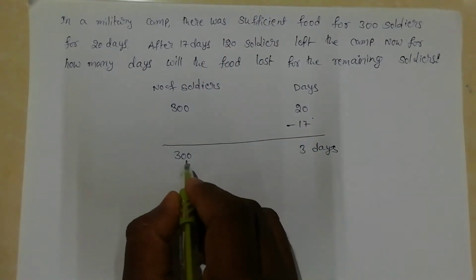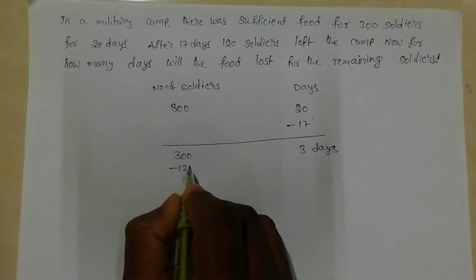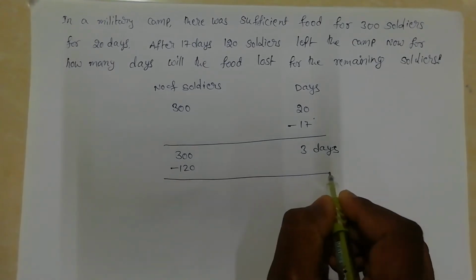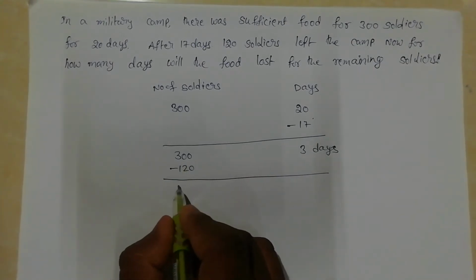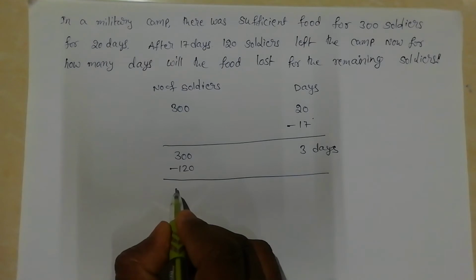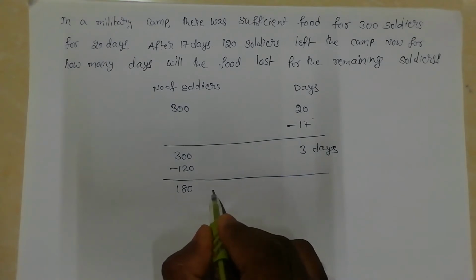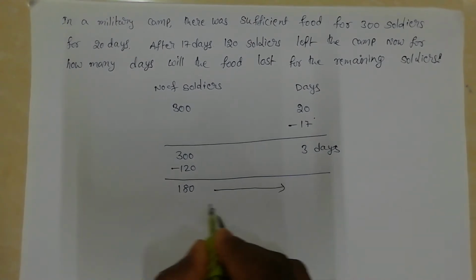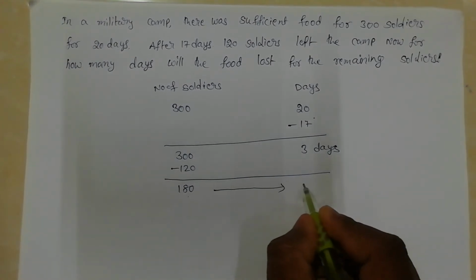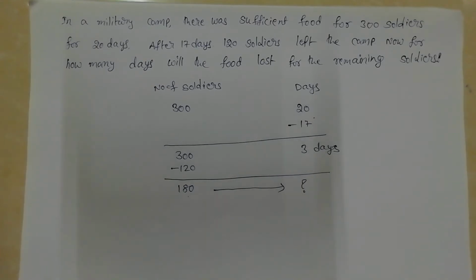That means 120 soldiers are left. So on subtracting this 120 from the 300, we get 180. So now what do they ask? They are asking us to find out, for 180 soldiers, this food will be sufficient for how many days?